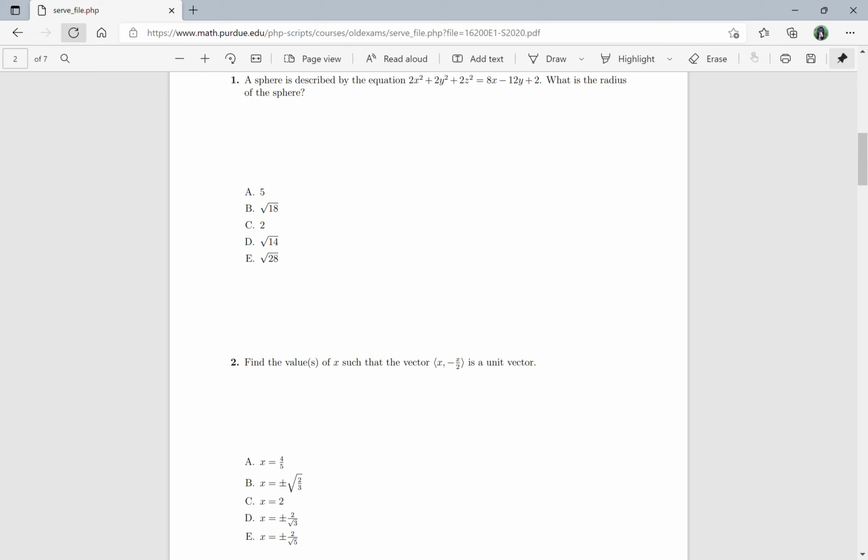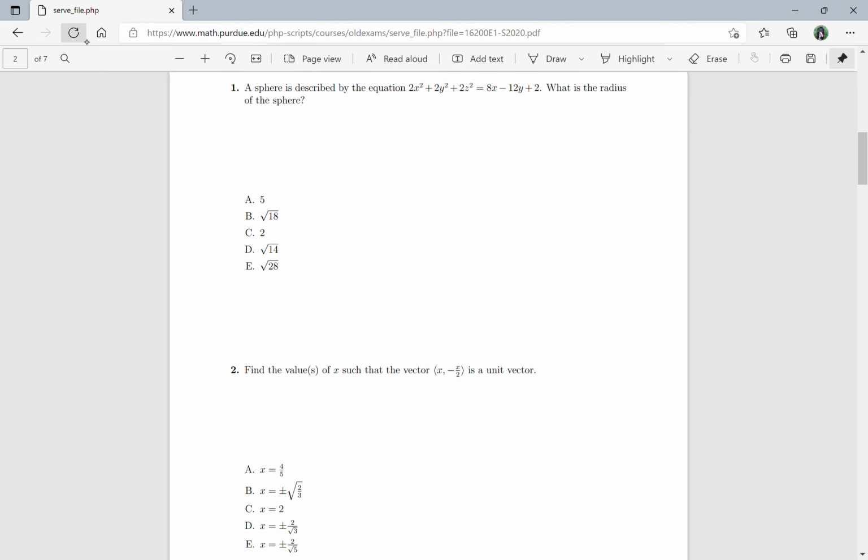This is Purdue Math 162, Spring of 2020, Exam 1, Question 1. A sphere is described by this equation. What's the radius? We're going to move variables to the same side. 2x squared minus 8x plus 2y squared plus 12y plus 2z squared equals 2. Everything's even, so we can divide by 2.